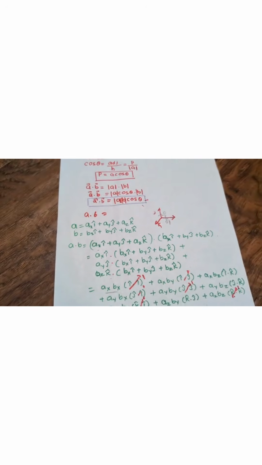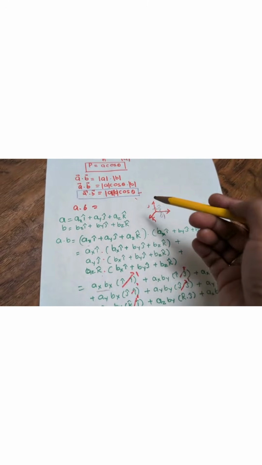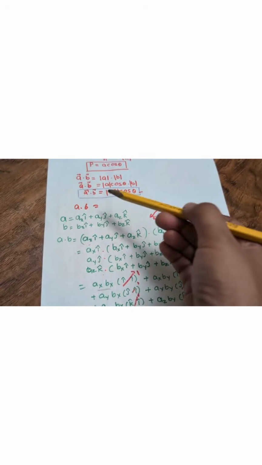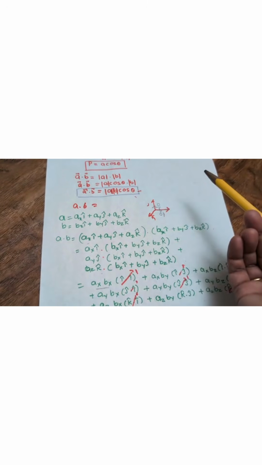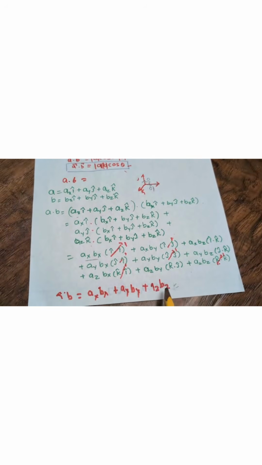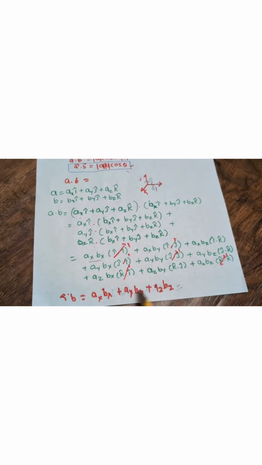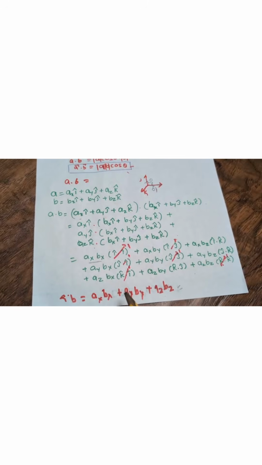So which formula are we going to use? That depends on what is given to you. If the angle is given and the magnitudes or lengths of the vectors are given, it's always easy to find A dot B in this format. And if the components are given, it's always easy to find the dot product with this method.